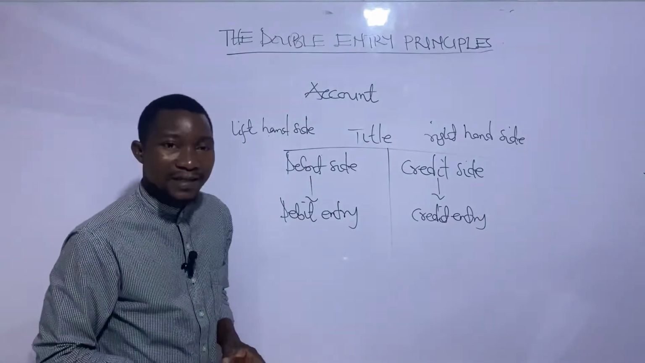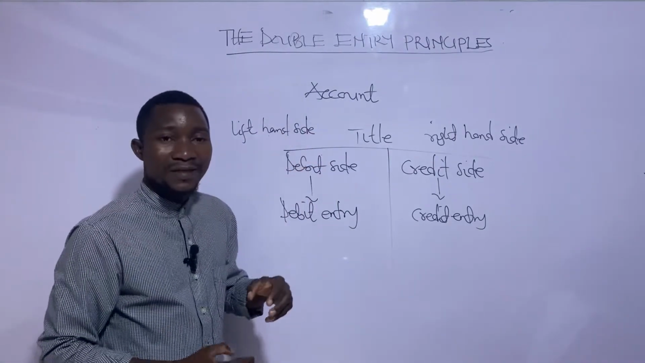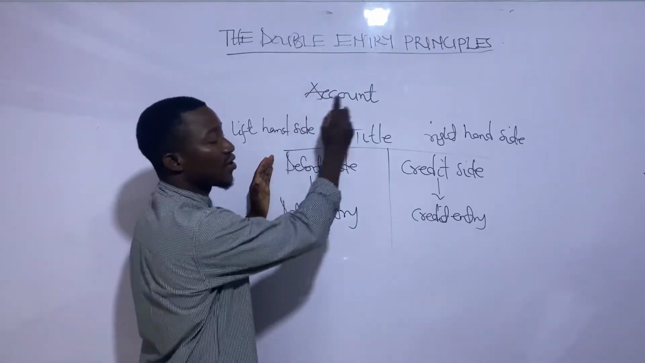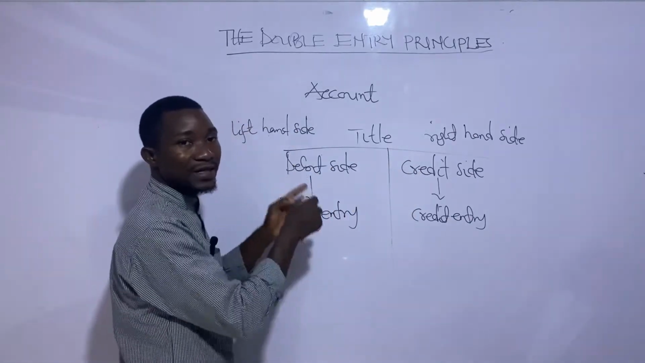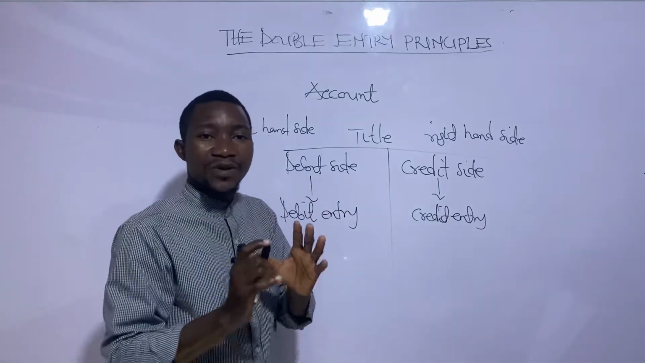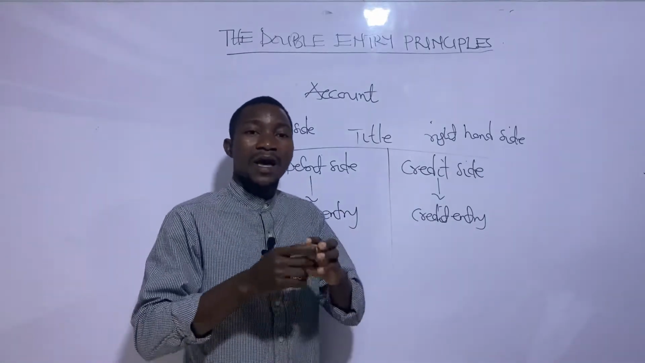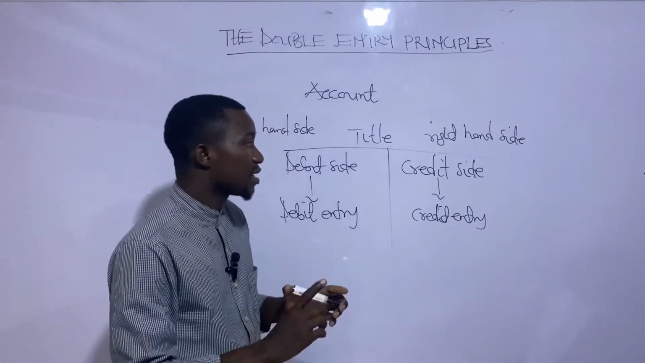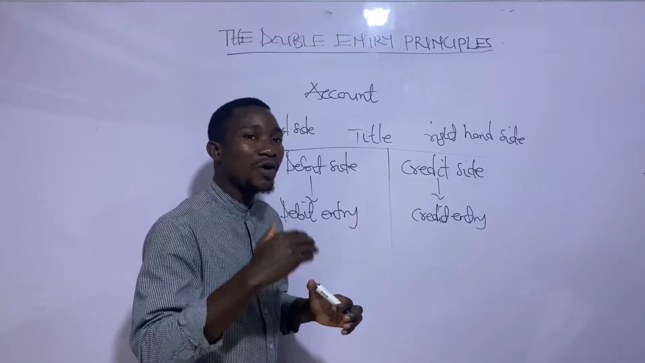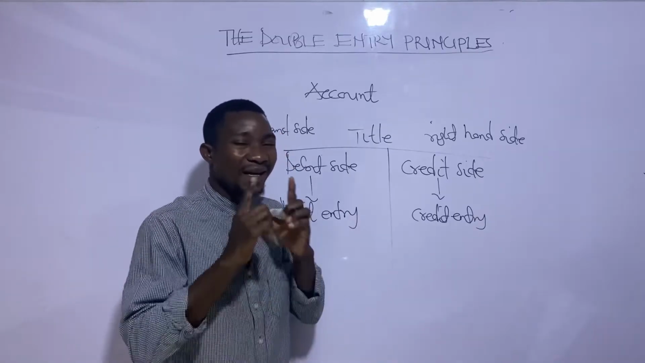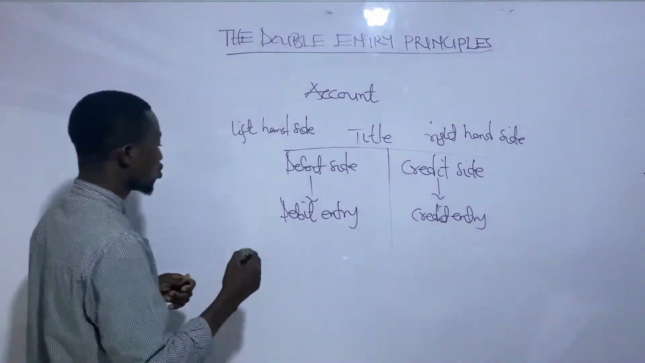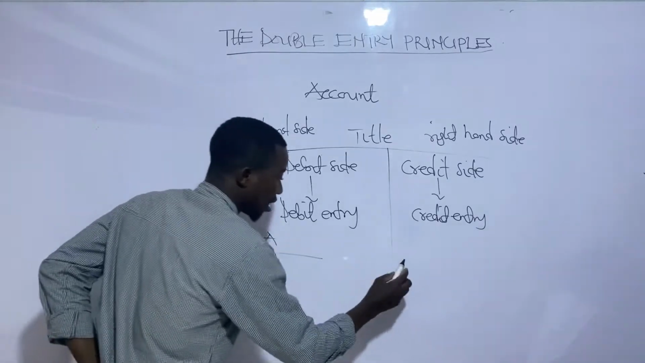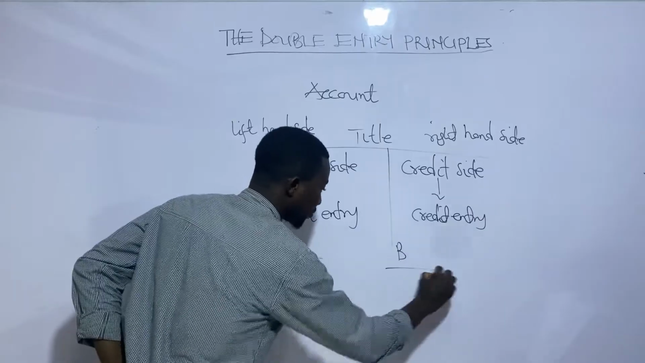So we are saying that this rule says that for every debit entry, there should be a corresponding credit entry. But take note, not in the same account. This principle also tells us that every transaction affects at least two different accounts. So it means that in a single transaction, we could have more than two accounts, but we should have at least two different accounts. So if we have account A over here, we have what we call account B over here.